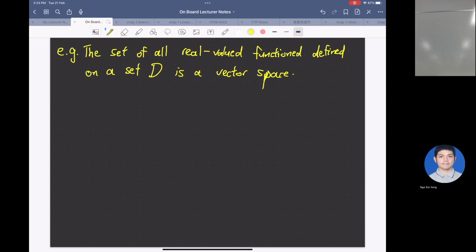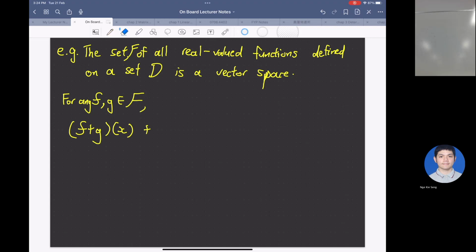I hope that you have done some form of calculus before, even in high school: f(x), g(x), something like that. For discrete math, you should be quite familiar with functions, but this one is a real-valued function. So how do we add two functions together? Let's call this set F. Take any f and g in F. How do you add them? You just compute what f is on x and then plus g on x.